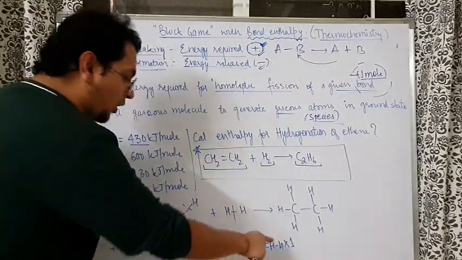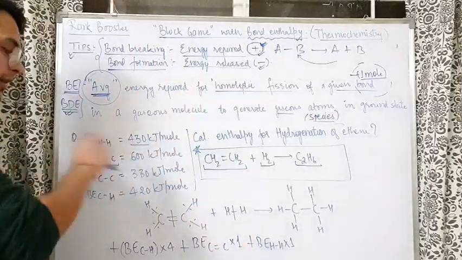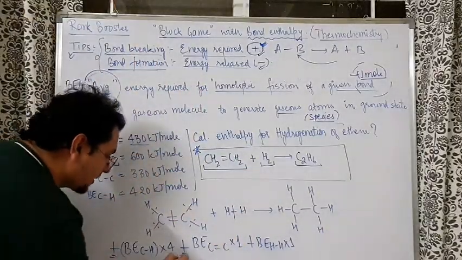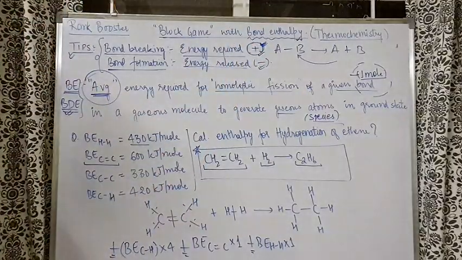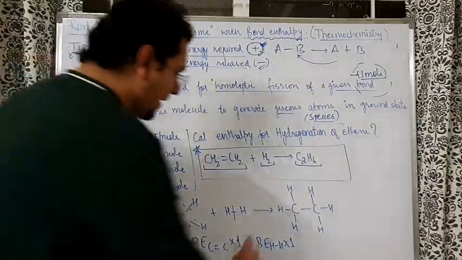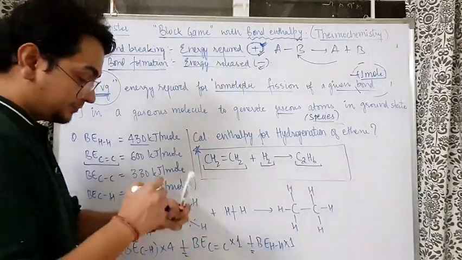I broke the H-H bond, so that much is included, multiplied by 1. So, very good: broken means energy required, and required means positive sign. Carrying on. Now, I have to form.